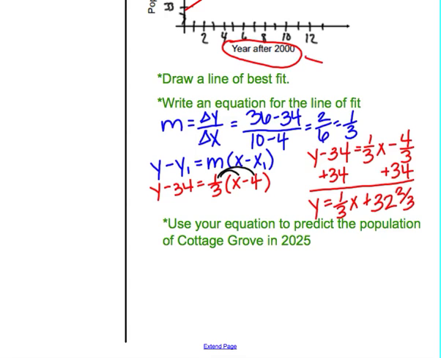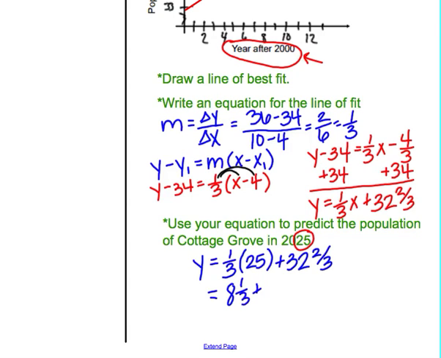Now if you recall, we said years after 2000, which would be our x value, which would here in this case be 25. So I'm going to go ahead and substitute into my equation y equals 1/3 times 25, because that's my x, or number of years past 2000, plus 32 and 2/3. Now I know that 1/3 times 25 is 8 and 1/3, plus 32 and 2/3.